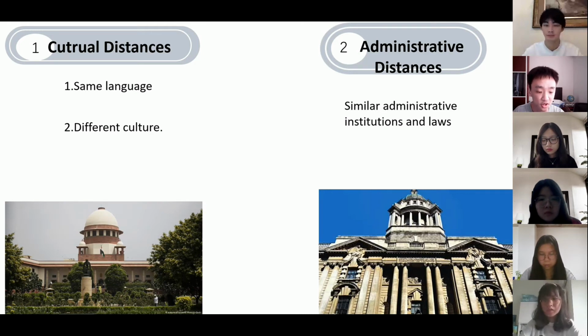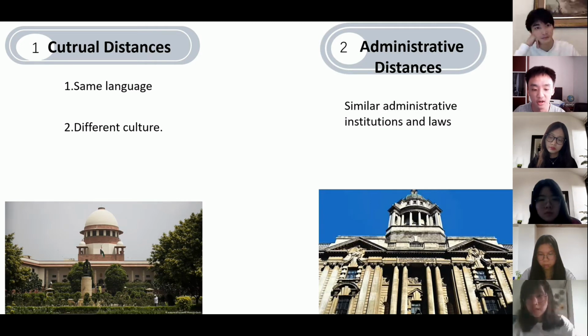Second, different culture. Britain is mainly based on European culture, while India is located in South Asia and close to China. It is mainly based on Asian culture, which makes it easier to open the Asian market.